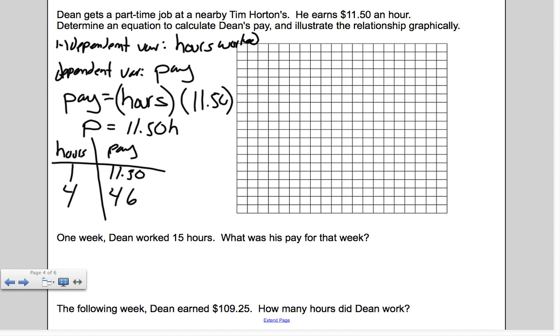So how will we graph this? Well, I do a scale here. Let's do 1, 2, 3, 4. And for this scale, let's do 23, 34, 46. Yes, ma'am.